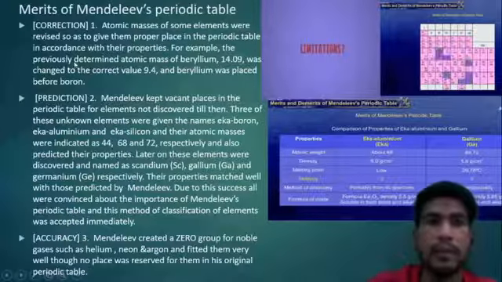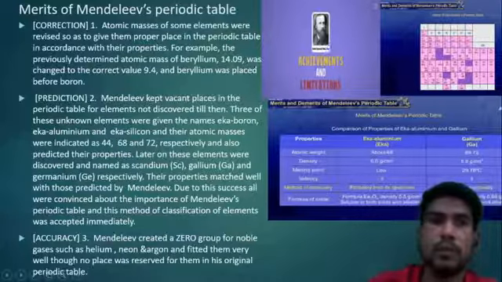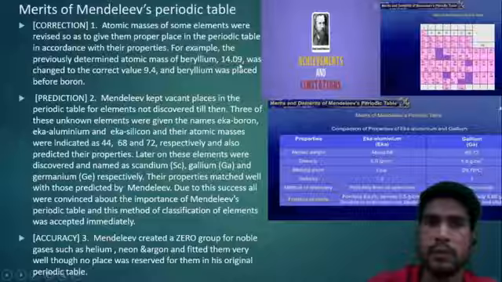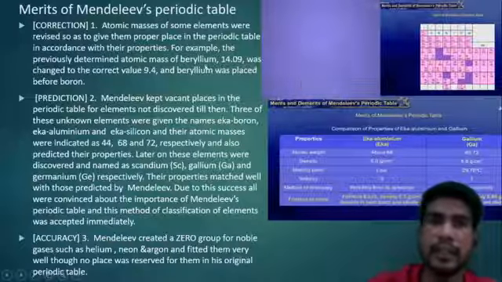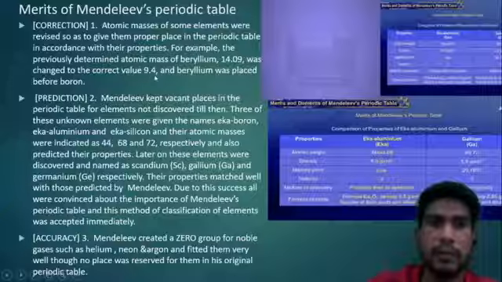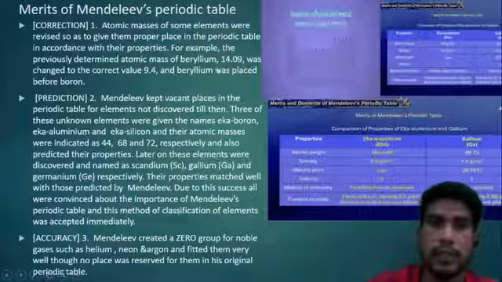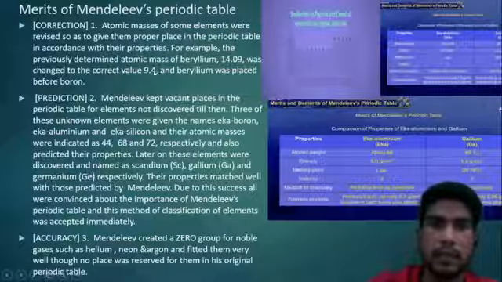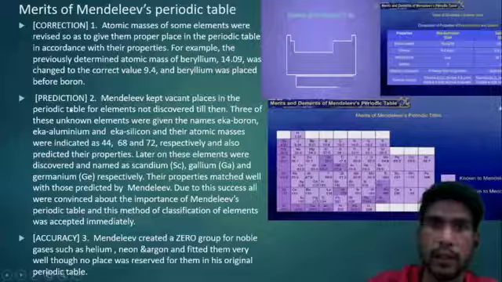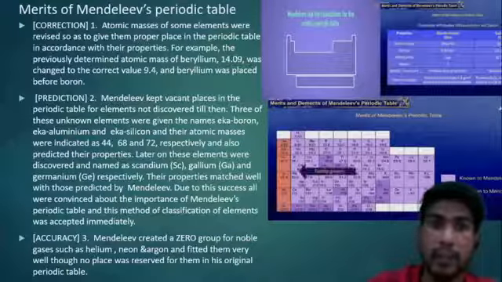For example, the previously determined atomic mass of beryllium was 14.09. He corrected the value of beryllium. The corrected value was 9.4, and beryllium was placed before boron. Now the second merit: prediction. He was very accurate, so he predicted, and his prediction was correct.